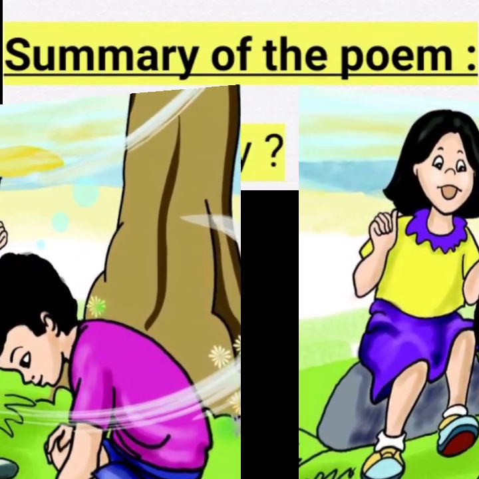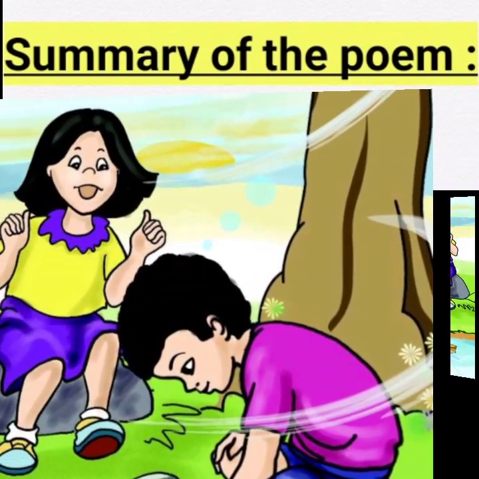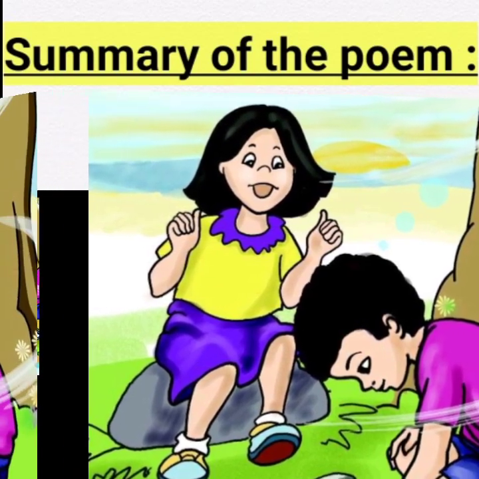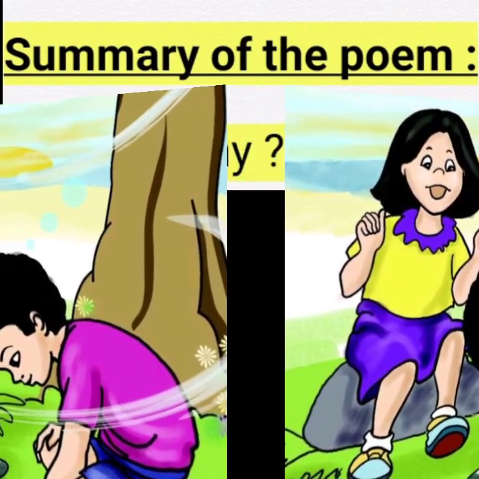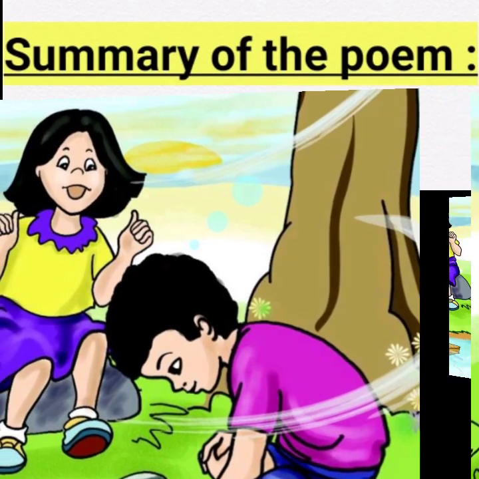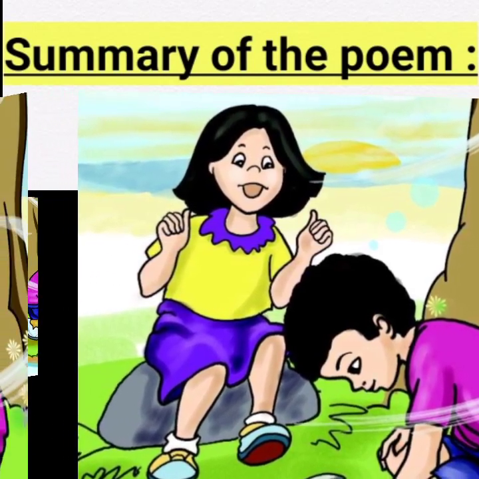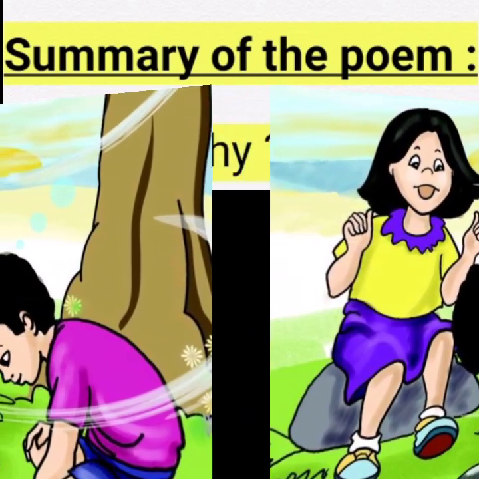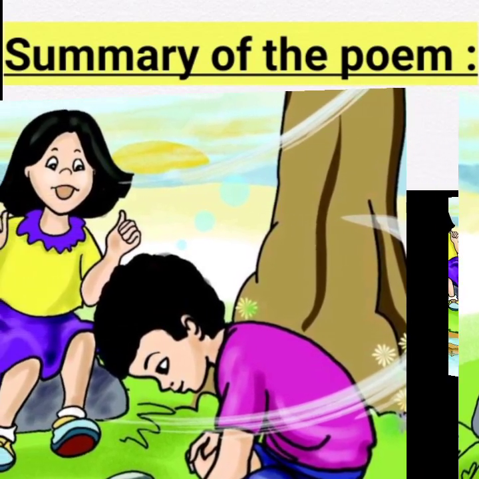Summary of the poem Why. In this poem, there is a little boy who is very curious. He always asks why something happens. He has a number of questions in his mind.